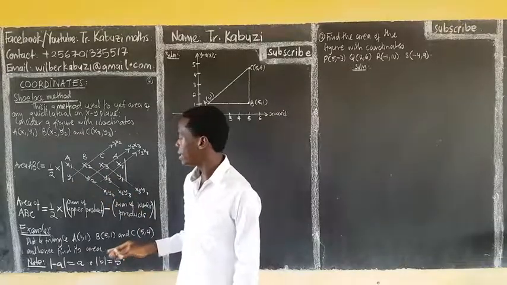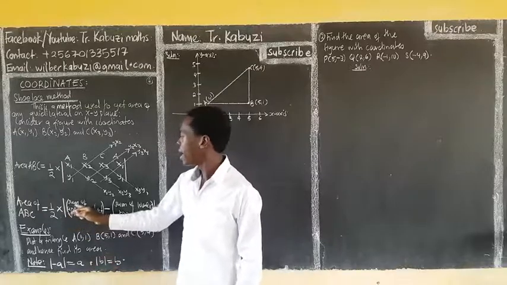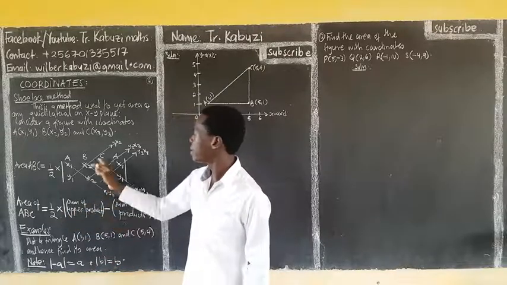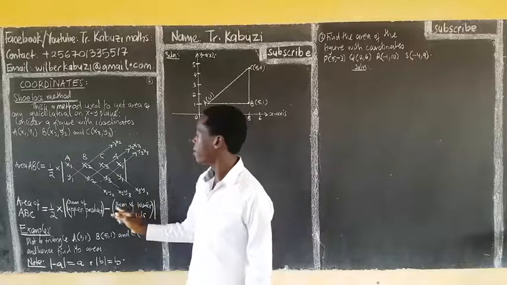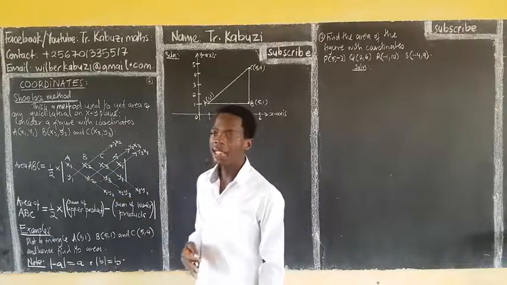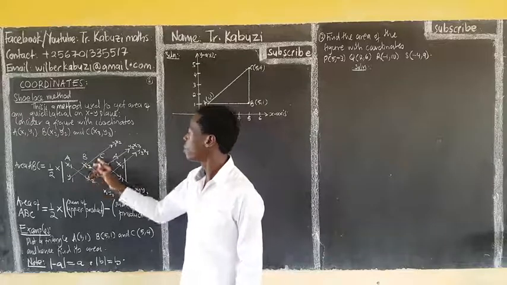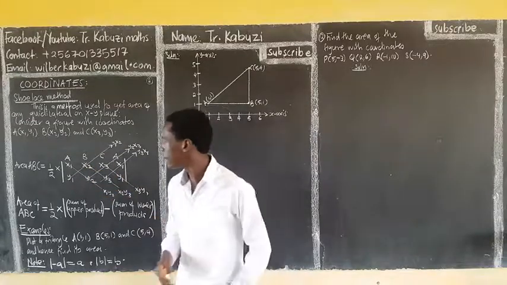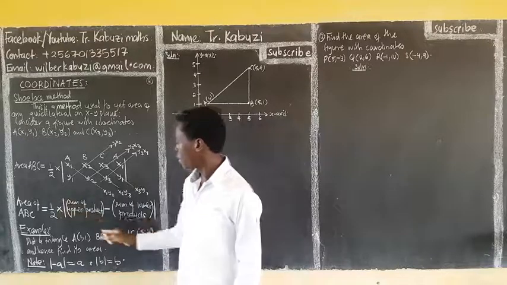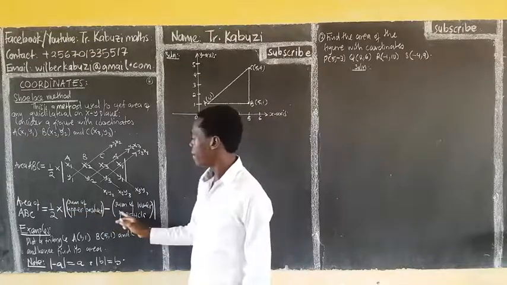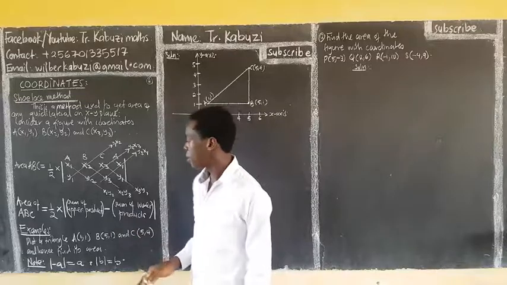Then, how do we get the area? We get a half, the sum of the upper products, you sum these upper products, then minus the sum of the lower products. In simple terms, we are getting the determinants of these 2 by 2 matrices. That's it. Now, what we do, we get the modulus of the result after getting the sum minus the sum of the lower products.